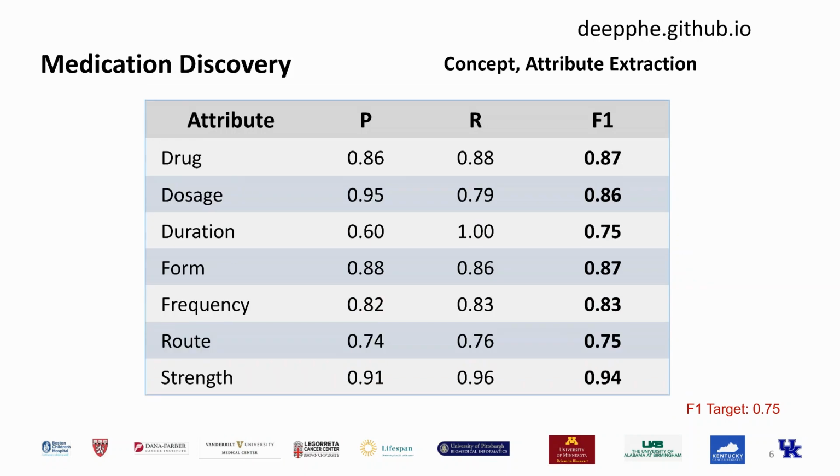DeepPhe also discovers attributes for certain concepts, such as medications, radiotherapies and chemotherapies. This table contains DeepPhe performance discovering medications and their primary attributes. These scores reflect within document discovered drug concepts and related attributes. Now we will show videos demonstrating two of the graphical tools within the DeepPhe application.